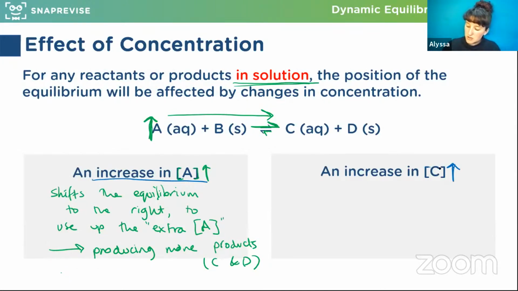So if we increase the concentration of C, product, then it's going to shift the equilibrium in what direction? If we increase C, what's going to happen?